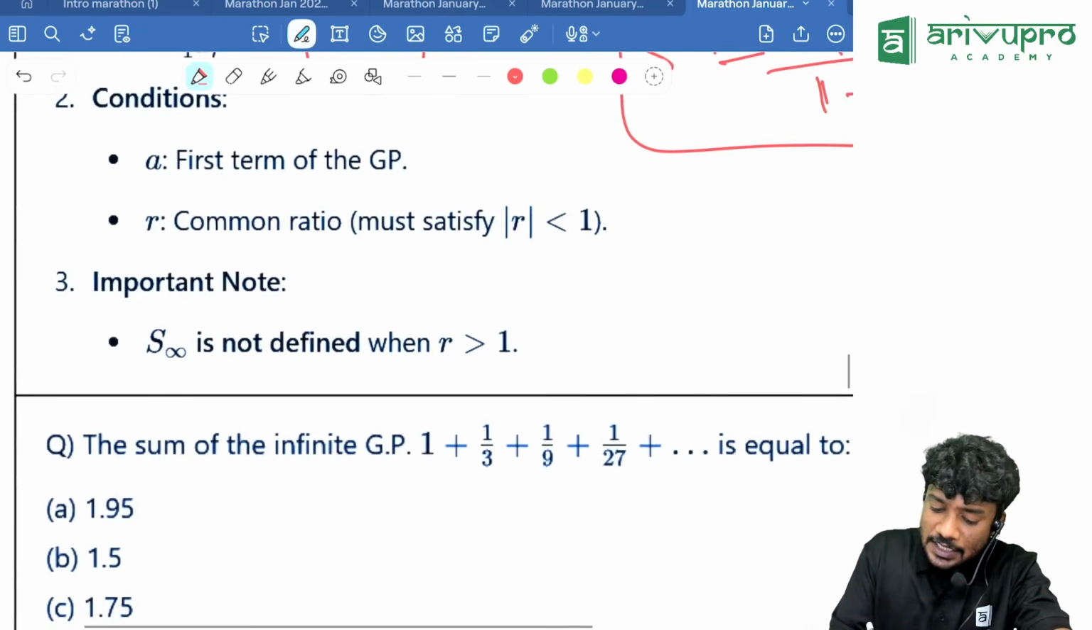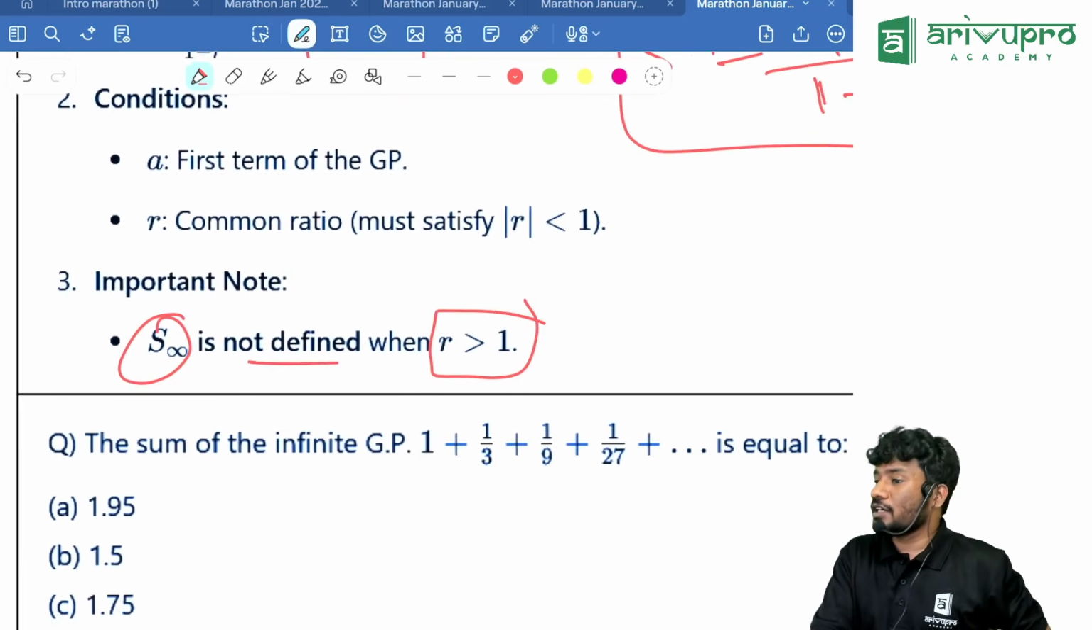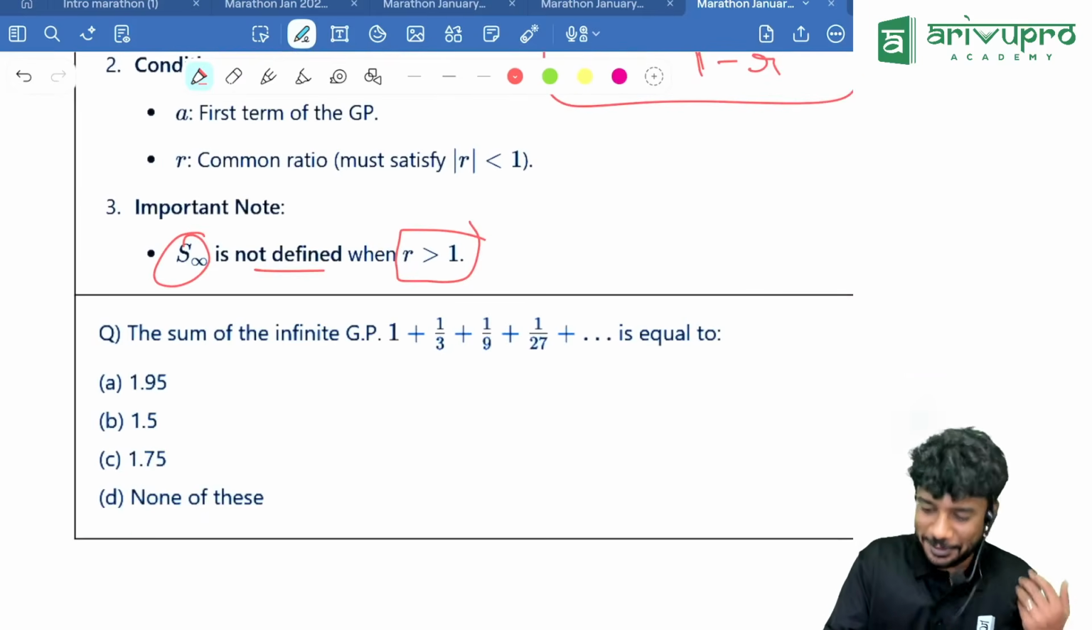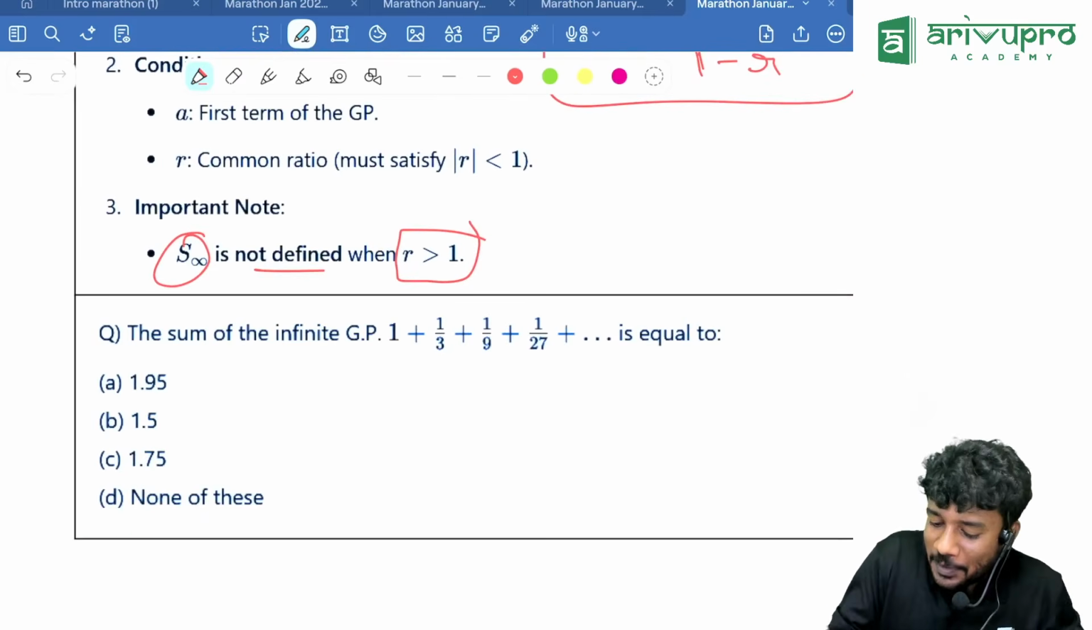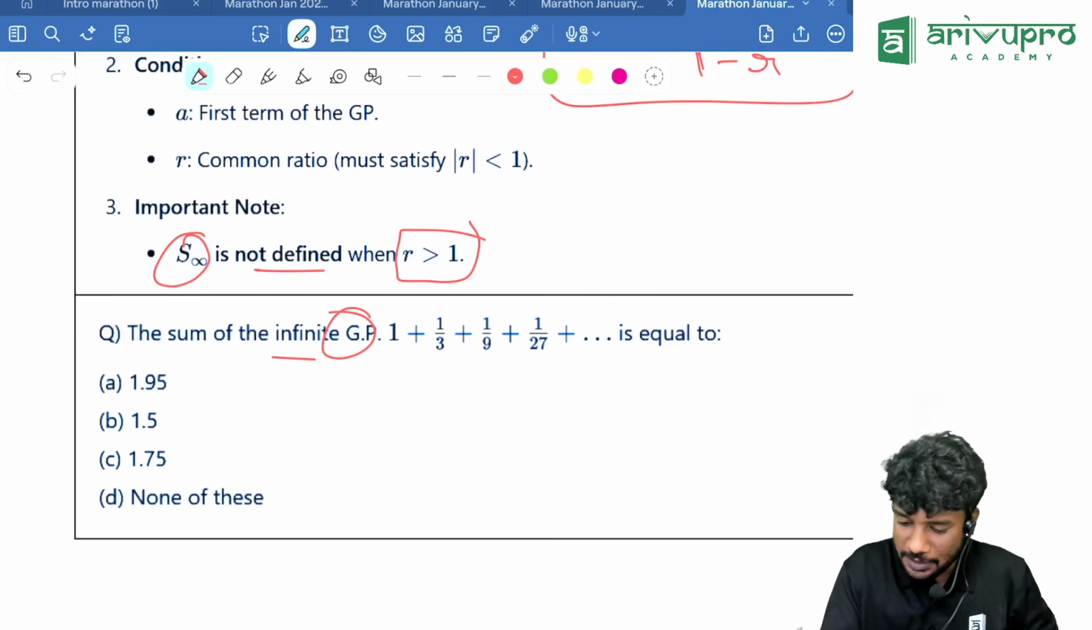Now, S infinity is not defined when R is greater than 1. If R is greater than 1, we will not be able to use this, so they will not ask questions like that. Don't worry about that. Now, the sum of infinite terms of a GP, 1, 1 by 3, 1 by 9, 1 by 27, etc. is equal to how much is the question?